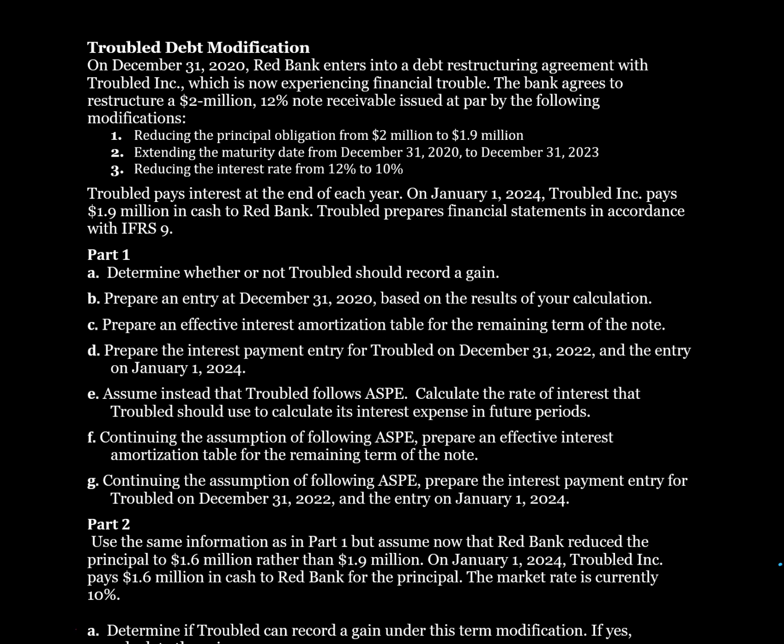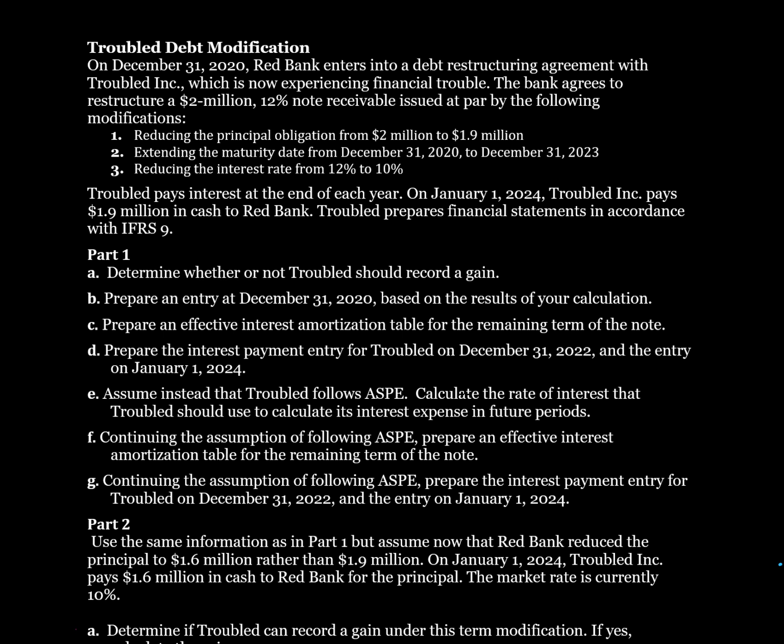And in part 1, we're asked to A, determine whether or not Troubled should record a gain, B, prepare an entry at December 31st, 2020 based on the results of your calculation, C, prepare an effective interest amortization table for the remaining term of the note, D, prepare the interest payment entry for Troubled on December 31st, 2022, and the interest on January 1st, 2024. And then in E, we're asked to assume instead that Troubled follows ASPE. So let's get started with part A, B, and C, and D.